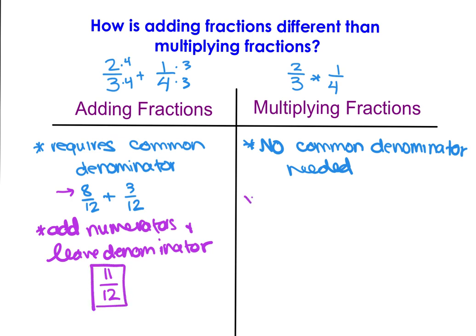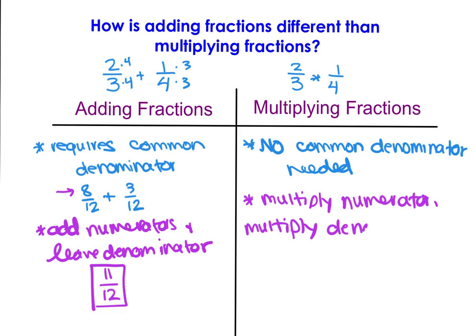However, when we are multiplying fractions, this is where we multiply the numerators. We then multiply the denominators, and then after that we'll simplify, but we'll get to that in a second. So here we would multiply across the top, which would be 2 times 1 is 2, multiply across the bottom, which is 3 times 4 is 12.